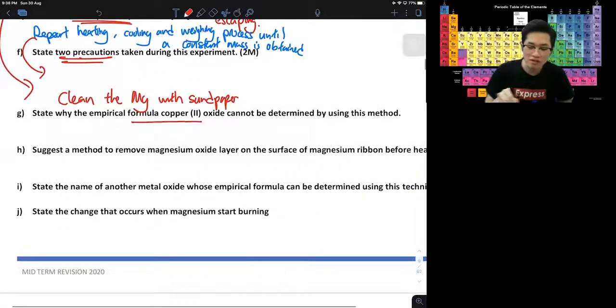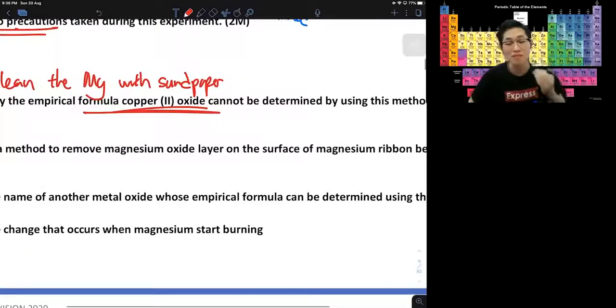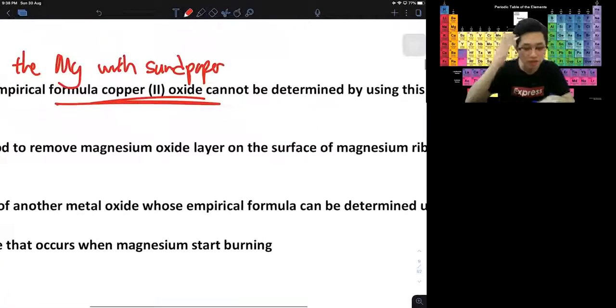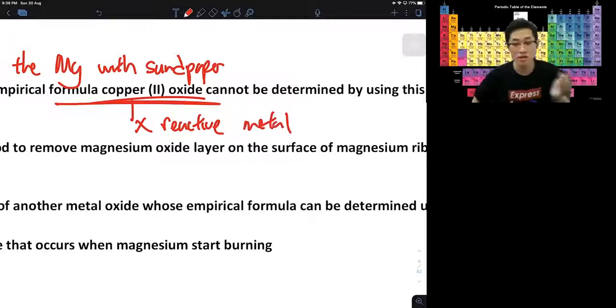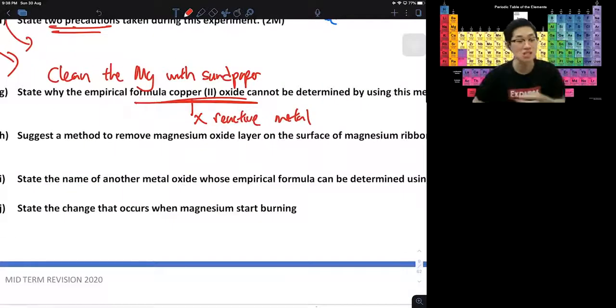So why can the empirical formula of copper(II) oxide not be determined by using this method? Because you have to know, copper is not reactive. Copper is not a reactive metal. That means it cannot react with oxygen directly. It can't burn in oxygen.